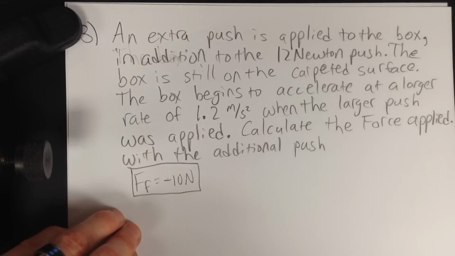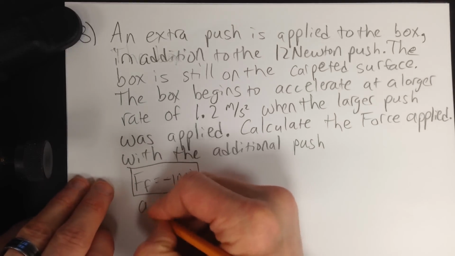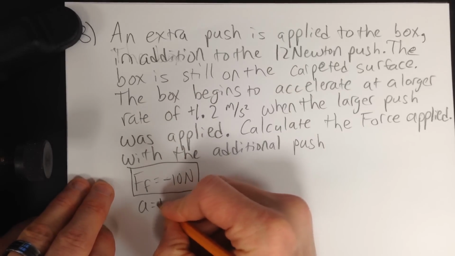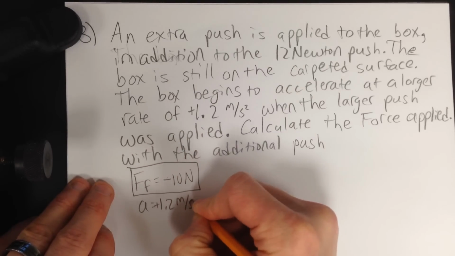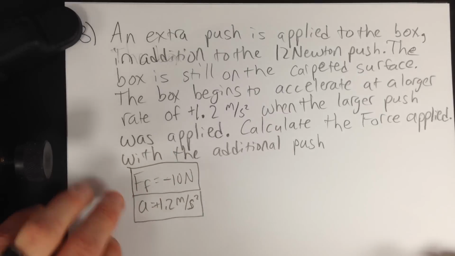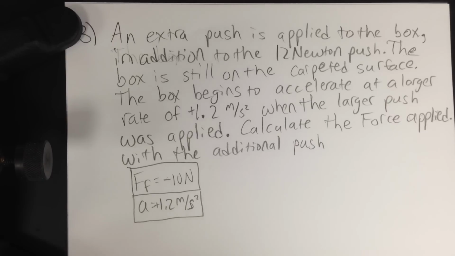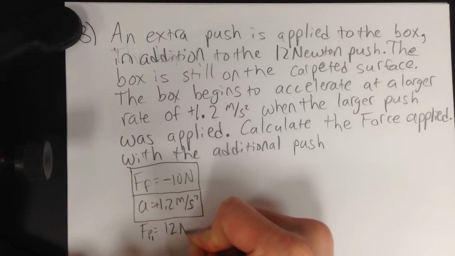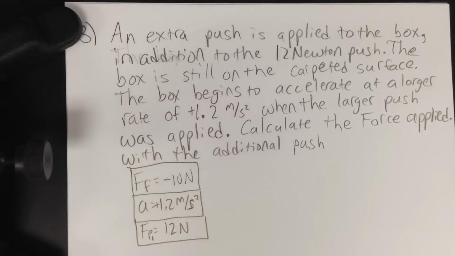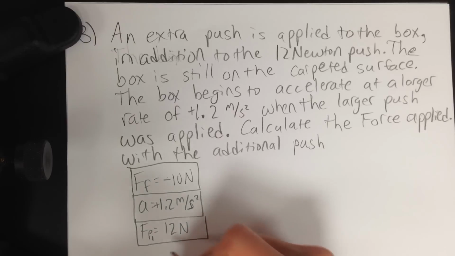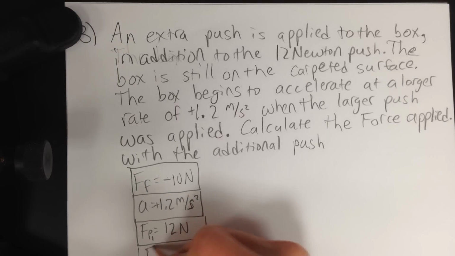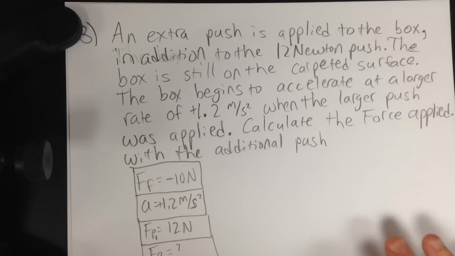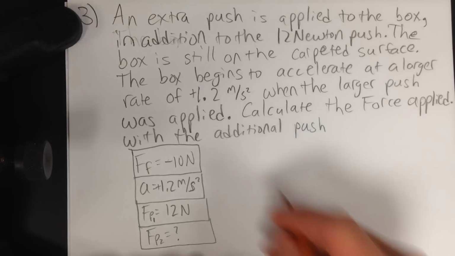The box begins to accelerate at a larger rate, positive 1.2 meters per second squared, when the larger push was applied. Calculate the force of the additional push. So we know that there's still that first person. I'm going to write FP1 now, since there are 2 pushes. We know FP1 was 12 newtons, but we're looking for what we're going to label as FP2. That second person pushing, how hard are they doing it?